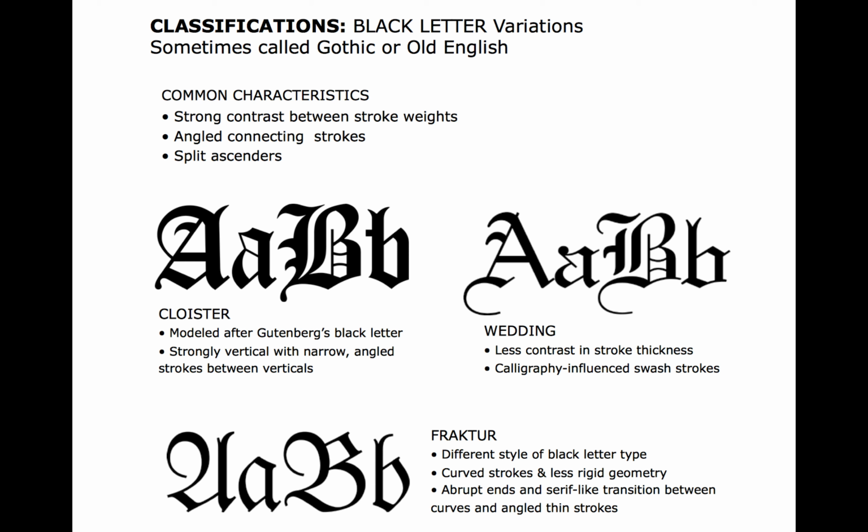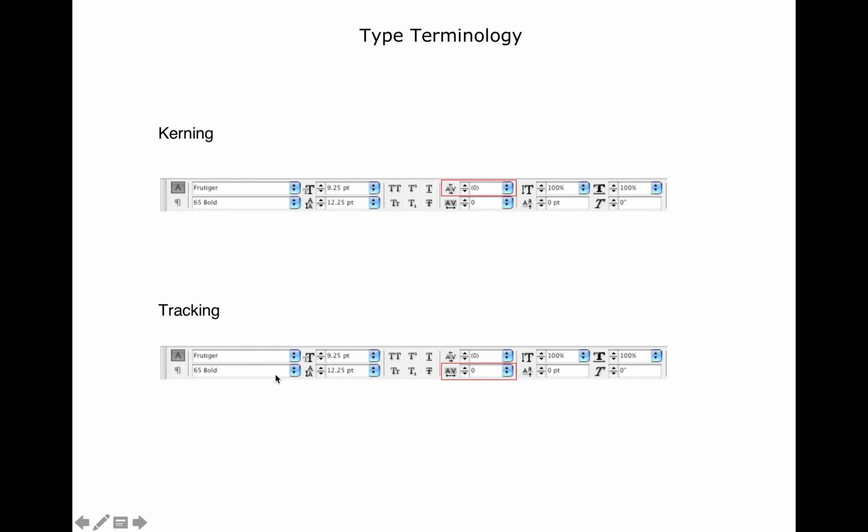Some of the common characteristics that you'll see in these black letter variations is a contrast between stroke weights. So you'll see it thin in some areas and thick in others. There's going to be angled connecting strokes and split ascenders where you see the split. Very calligraphy-like in some of these examples.